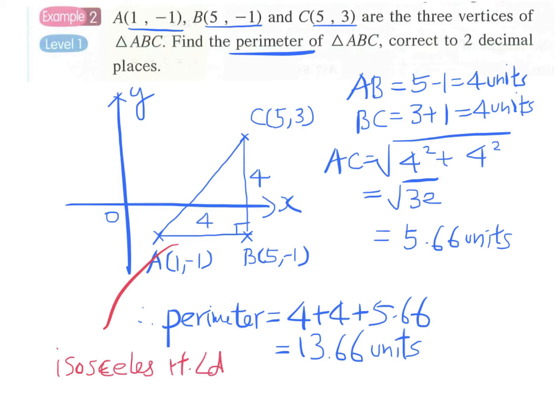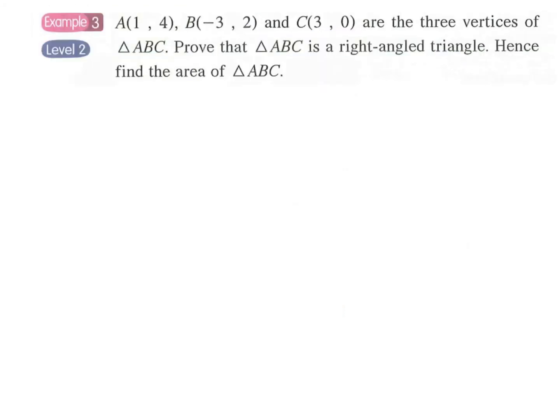And finally, example 3. Points A, B, C are the 3 vertices of a triangle. Prove that triangle ABC is a right angle triangle, and hence find the area. Well, actually, this is quite similar to example 2. And therefore, again, we have to draw the diagram by ourselves first. But we can see that for points A, B, C, they have all positive y coordinates, 4, 2, 0. And the x coordinates are 1, negative 3, and plus 3. So we can draw it in this way.